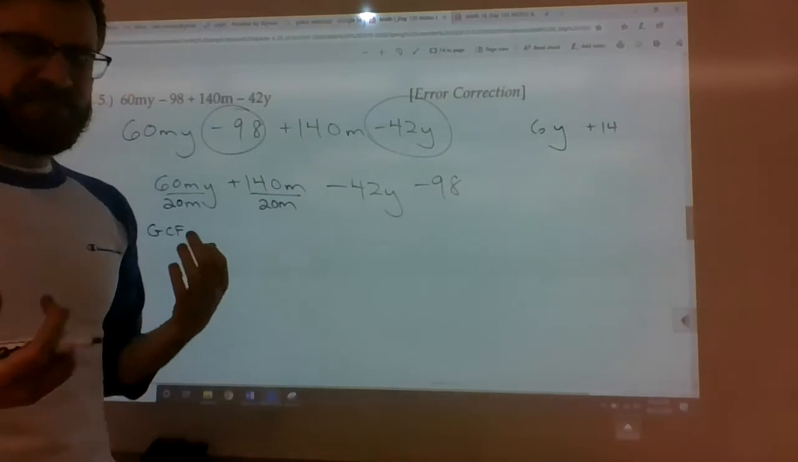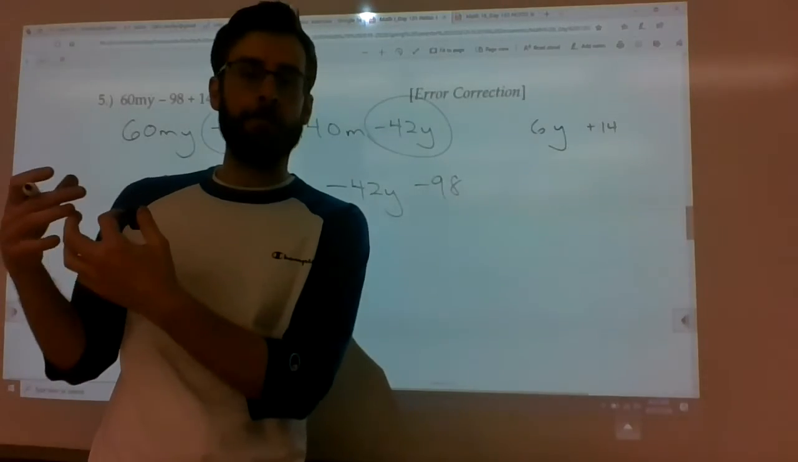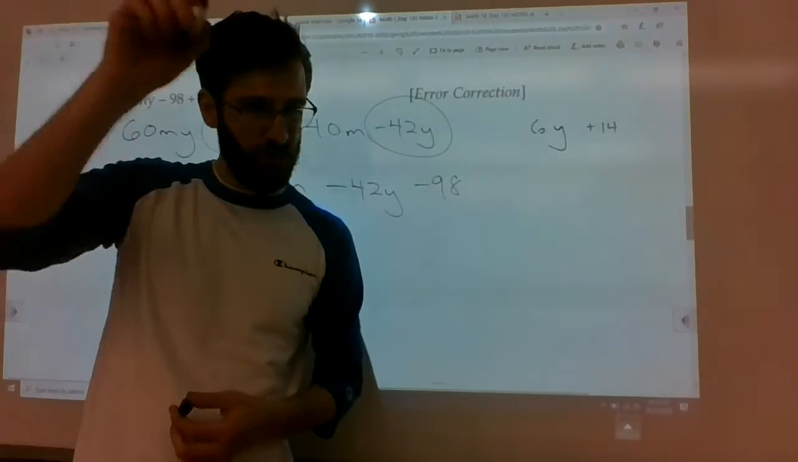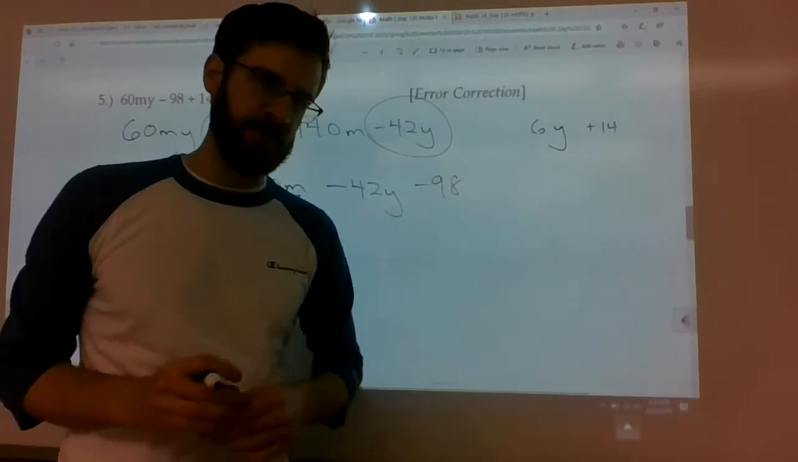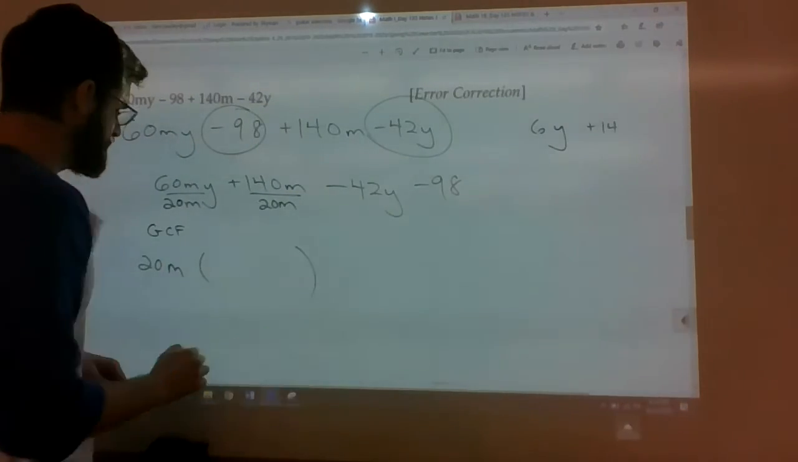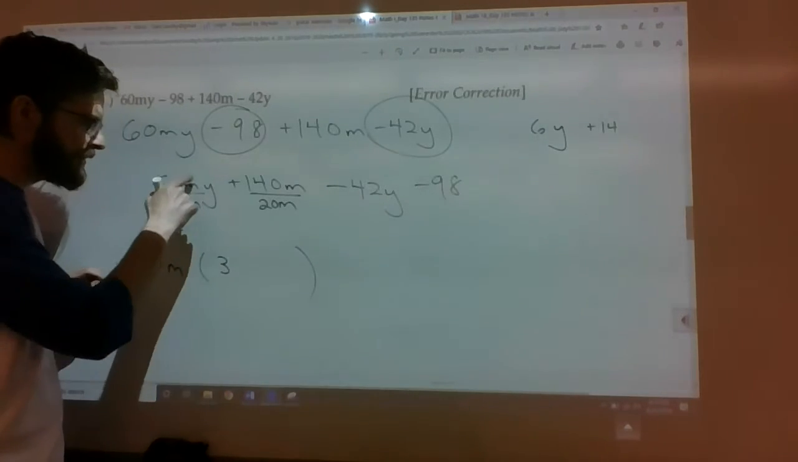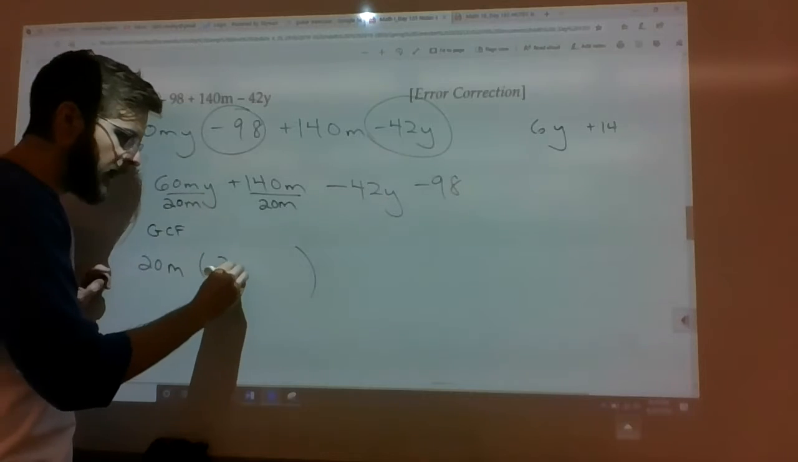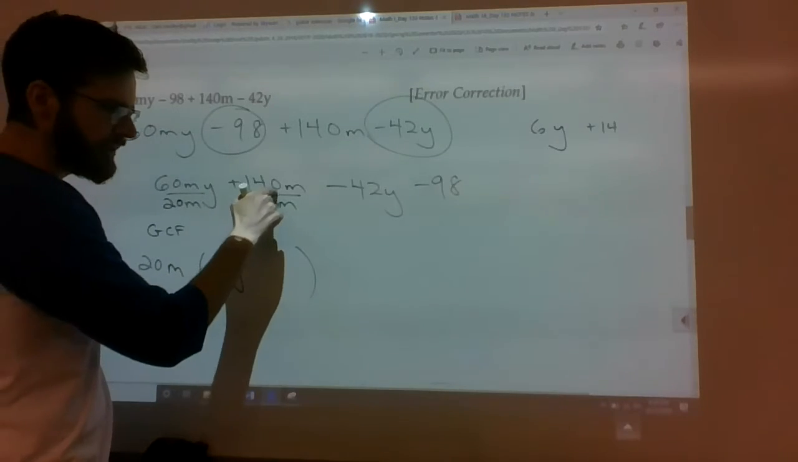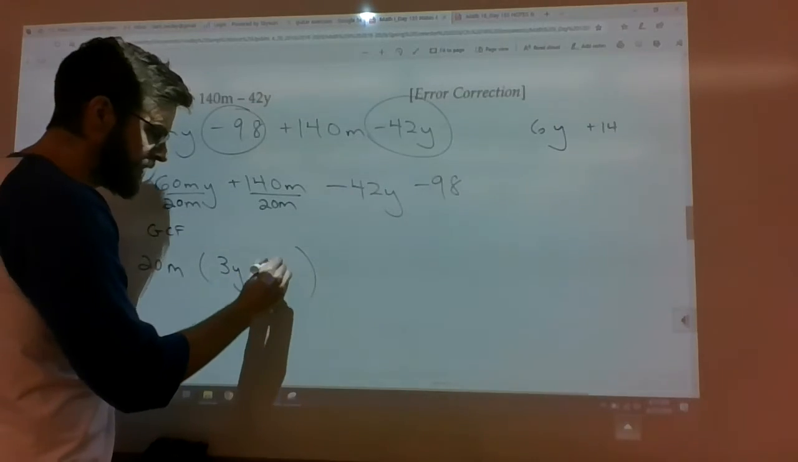Now again, if that's hard for you guys to visualize, you can always fall back on prime factorization, where you just circle what they share and then put that on the outside. So there's your GCF. Your leftover 60 divided by 20 is 3. M divided by m is 1, and then there's a y on the tail end. 140 divided by 20 is 7, and then the m's cancel out. So it's plus 7.